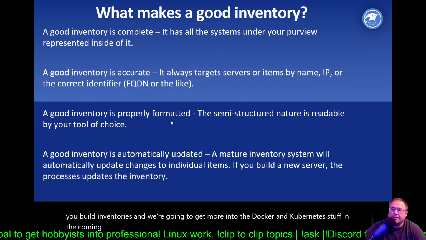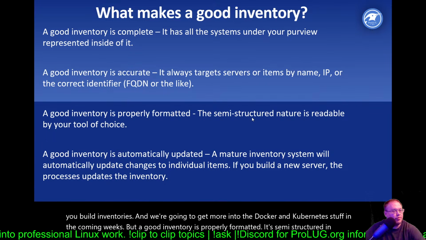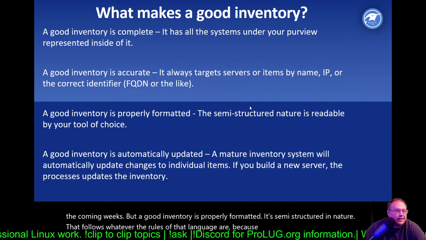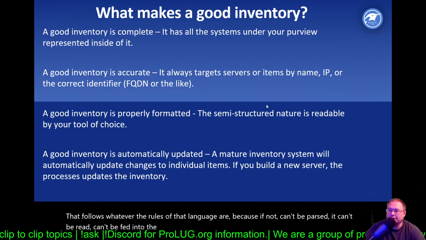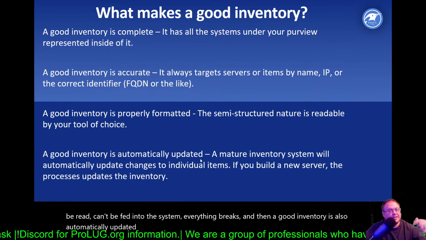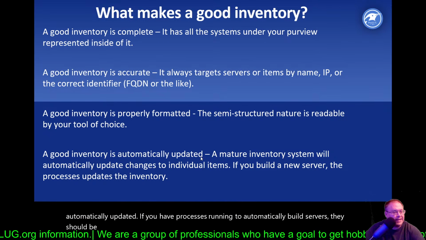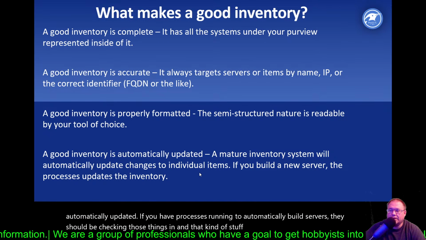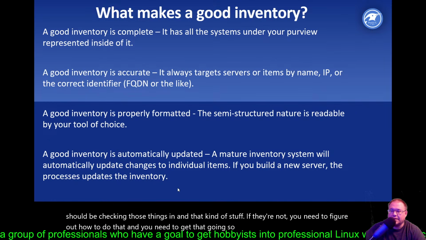But a good inventory is properly formatted, it's semi-structured in nature, and it follows whatever the rules of that language are. Because if not, it can't be parsed, it can't be read, it can't be fed into the system, and everything breaks. And then a good inventory is also automatically updated. If you have processes running to automatically build servers, they should be checking those things in. If they're not, you need to figure out how to do that and get that going. So these are things that we look at.